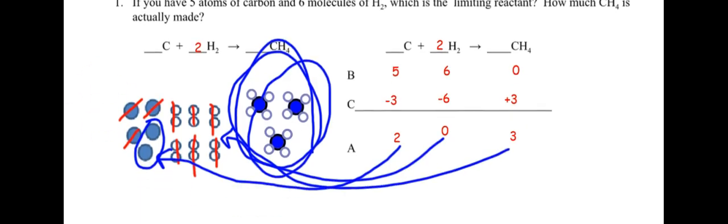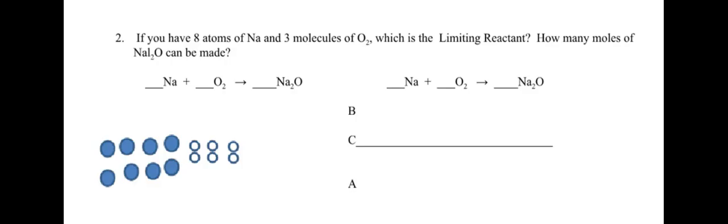Let's try the next one. We have 8 atoms of sodium and 3 molecules of O2. Which is the limiting reactant? How many moles of sodium oxide can be made? That should be sodium oxide. There shouldn't be an I or a 1 or whatever. That's a typo right there. All right, so what's your first step? Always, you have to balance it. Now notice your 8 and your 3 have nothing to do with the balance. So balance like you did in the last chapter. Okay, so take a few seconds out and do that for me.